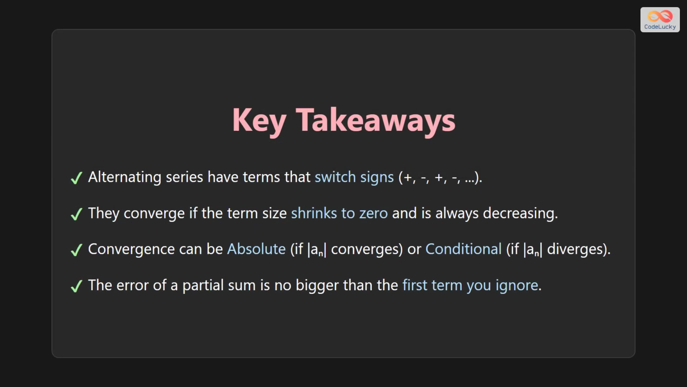To summarize, alternating series are defined by their sign-switching terms. They converge if their terms shrink to 0 in a decreasing manner. This convergence can be either absolute or conditional. And finally, we can confidently estimate the sum of a convergent alternating series because the error is bounded by the first neglected term.